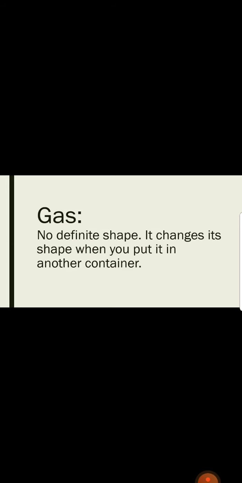Now water, honey and the blood in your body are all examples of the liquid state of matter. Now let's come to gas. Gas has no definite shape. It changes its shape when you put it in another container.